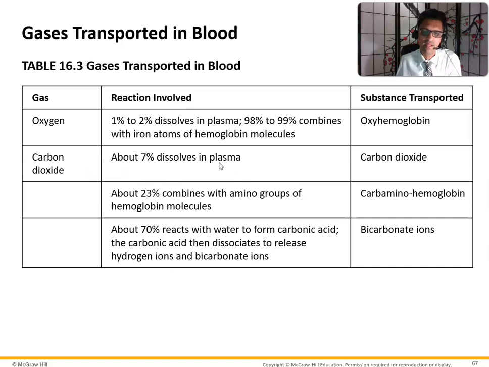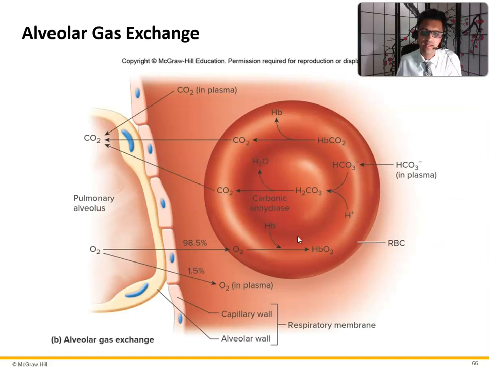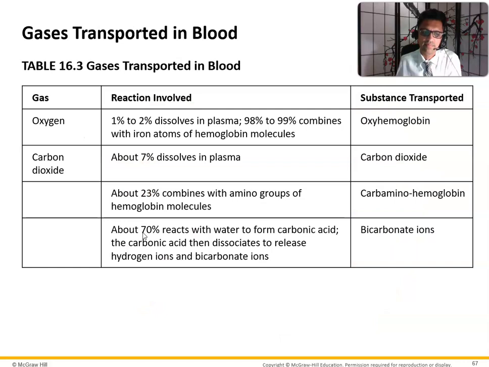7% dissolves in plasma as carbon dioxide. 23% combines with amino groups of hemoglobin molecules, carbaminohemoglobin. About 70% reacts with water to form carbonic acid. The carbonic acid then dissociates to release hydrogen ions and bicarbonate ions right here. And if you look at that, that is right here, this carbonic acid. Okay. All right.